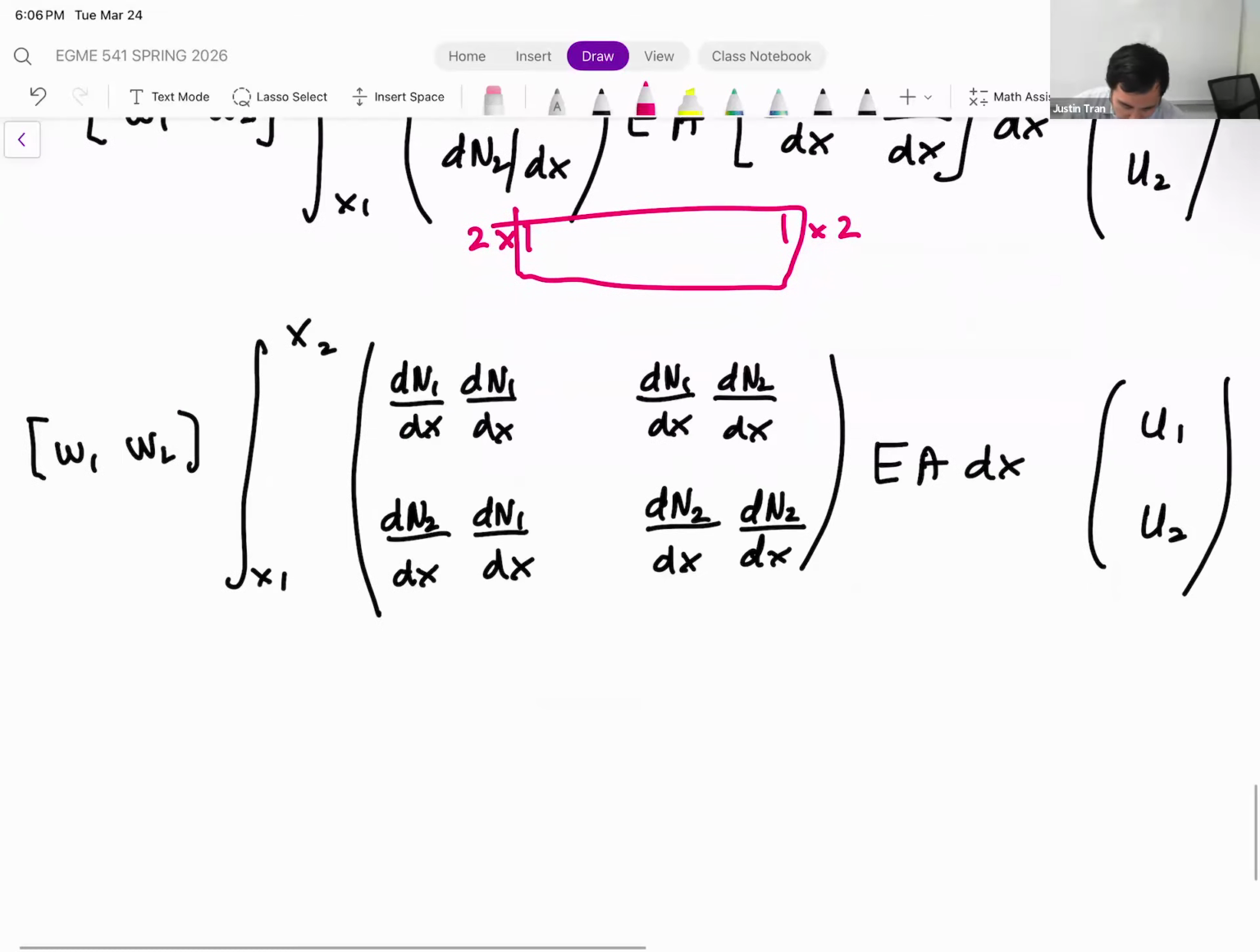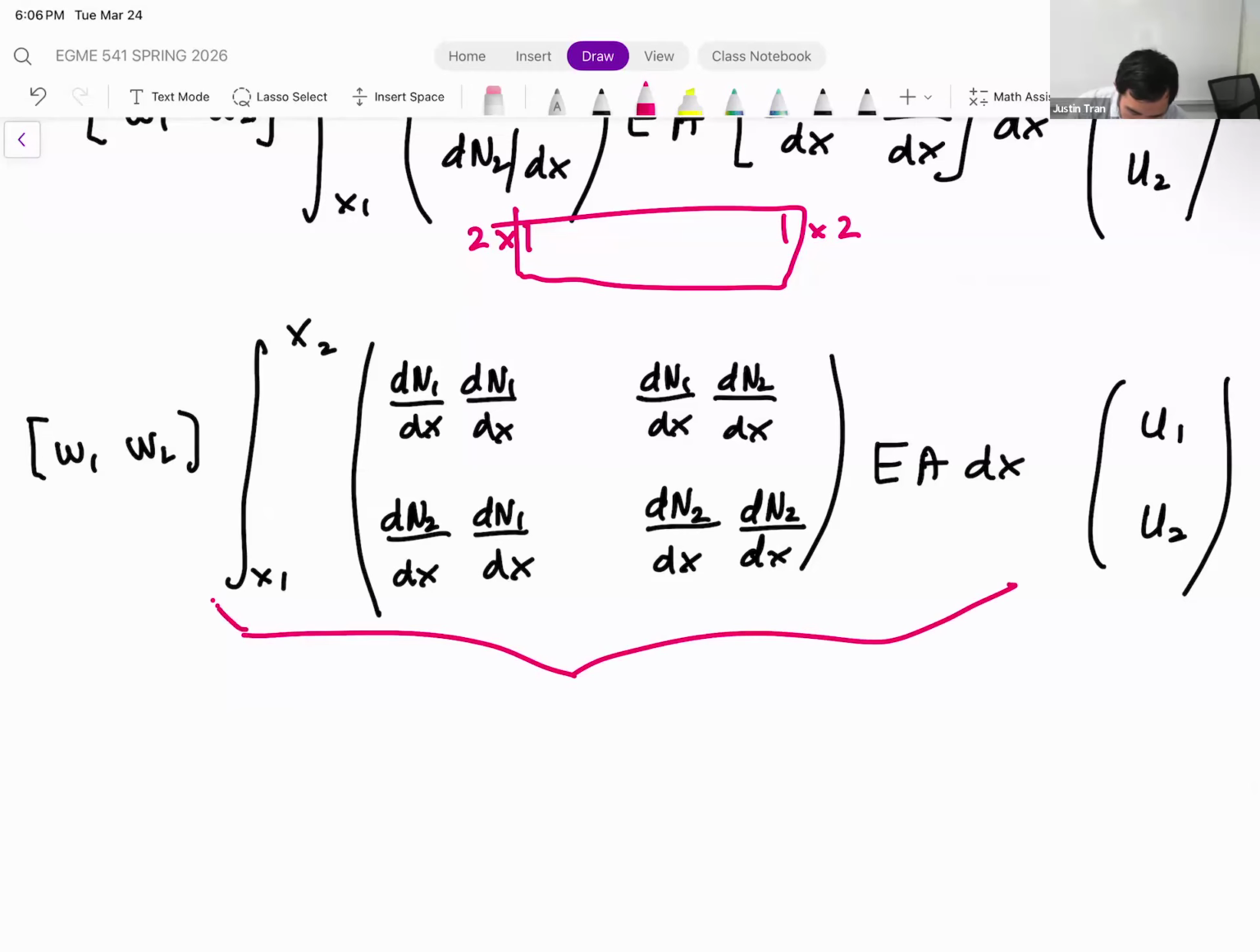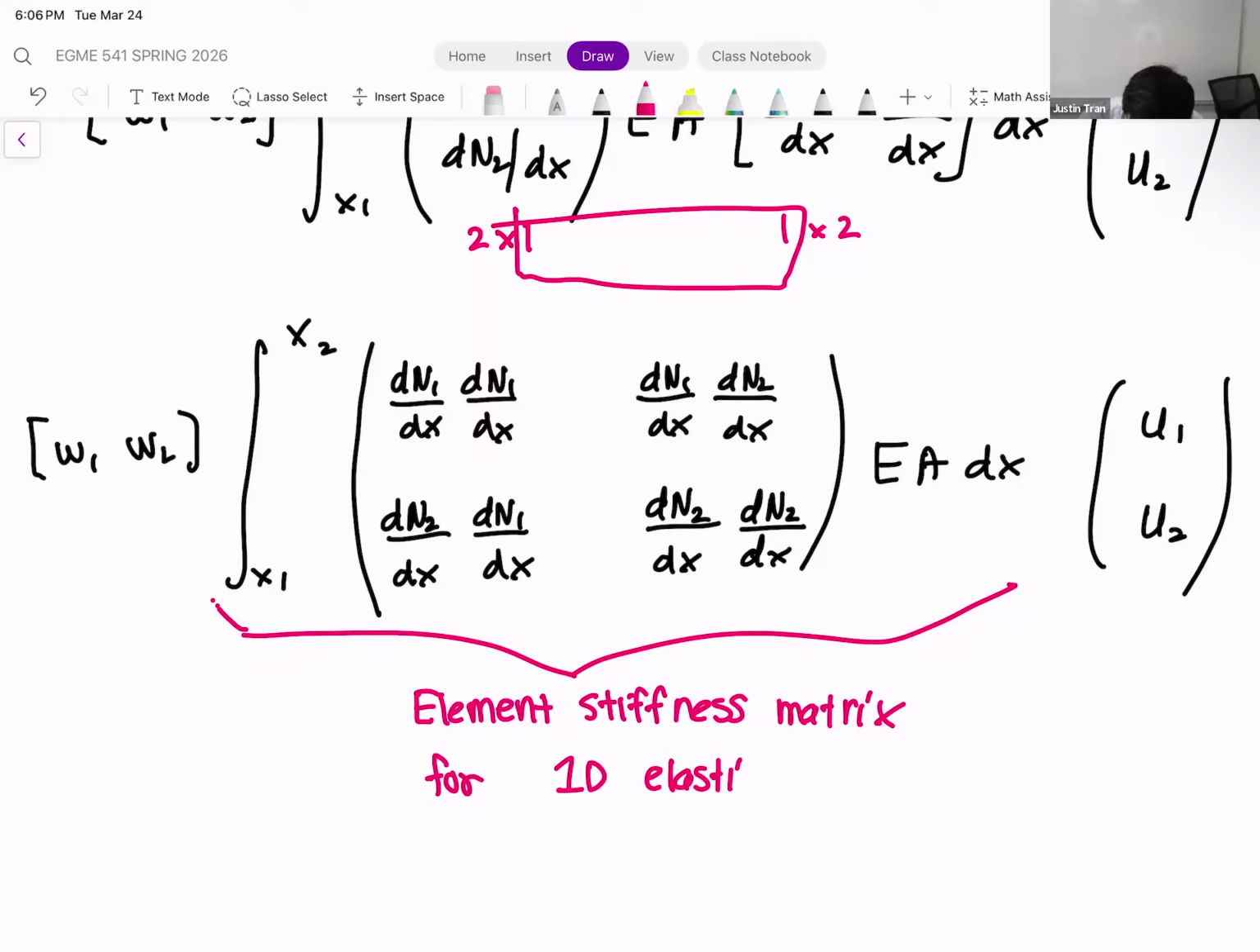So this expression, specifically everything except for the nodal values, doesn't quite look like it because we still have an integral to do, but this right here is our element stiffness matrix. In particular, it's the element stiffness matrix for 1D elasticity. We know we're doing elasticity because we see the Young's modulus in there, which is kind of a giveaway.